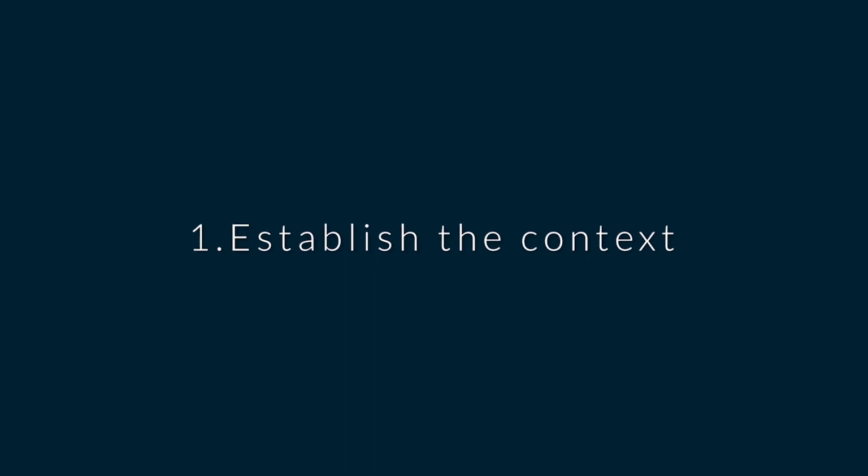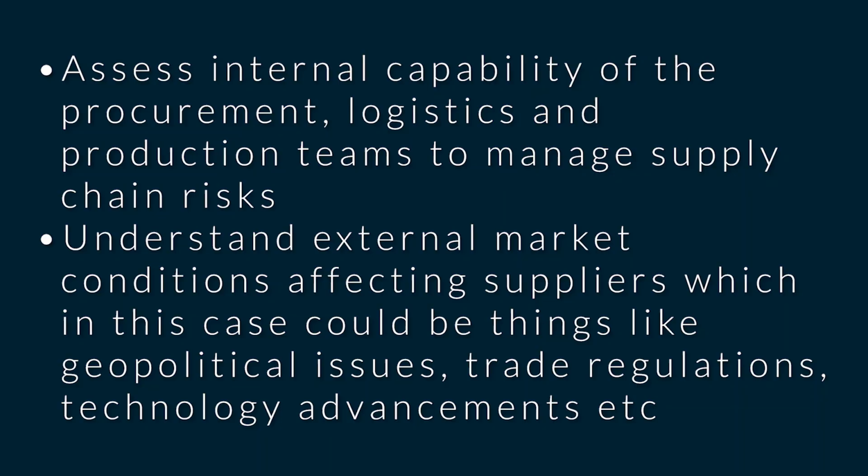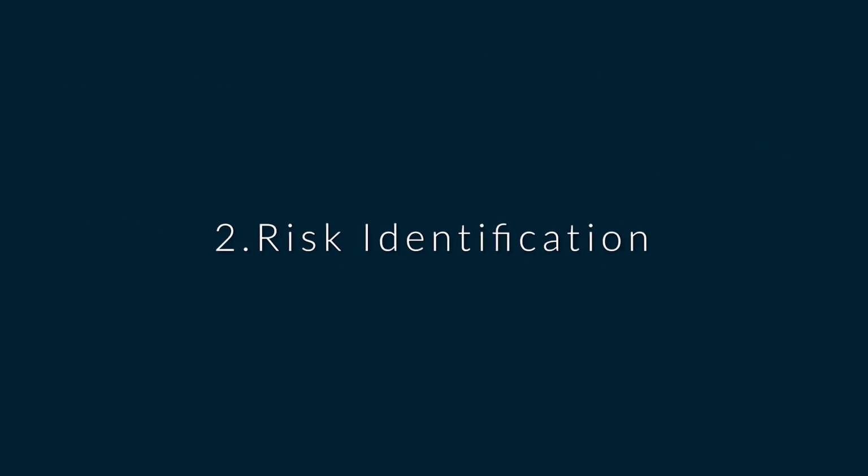Now, how do they go about doing that? So in this case, number 1, establish the context. The company starts by figuring out what its internal and external risks are. So they're figuring out the context in which they operate. And that will mean assessing the internal capacity of the procurement, logistics, and production teams to manage supply chain risks, and understanding external market conditions affecting suppliers, which in this case could be things like geopolitical issues, trade regulations, technology advancements, etc.